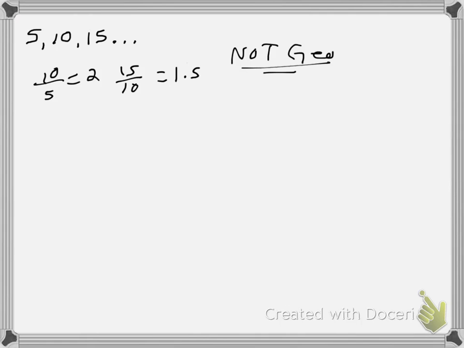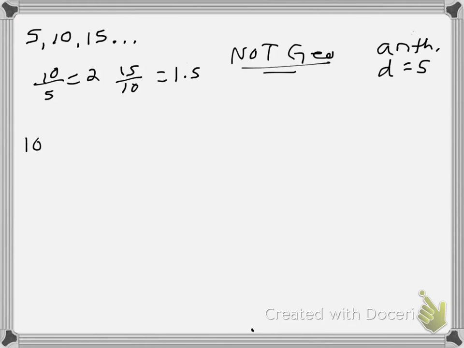Okay, play. Hopefully you said no, because 10 divided by 5 equals 2, and 15 divided by 10 does not equal 2, it's 1.5. So no common ratio. This is not geometric. In fact, what is this? It goes up by 5, and then it goes up by 5, and it goes up by 5. This one is actually arithmetic. So the common difference is 5. No common ratio. Let's try another one.